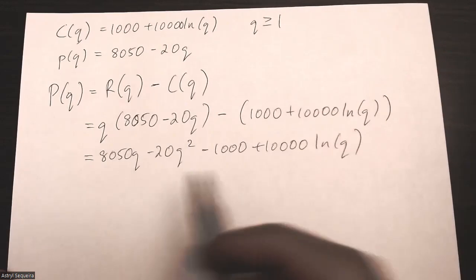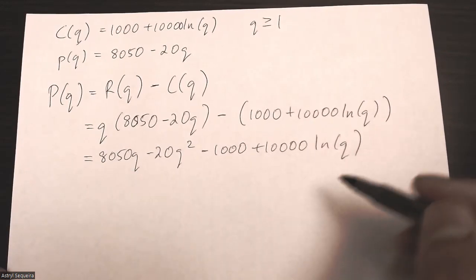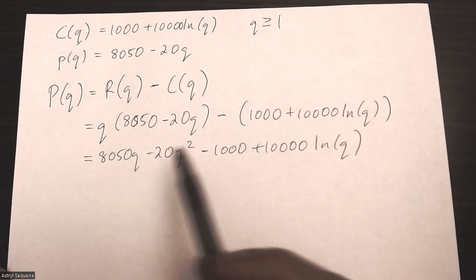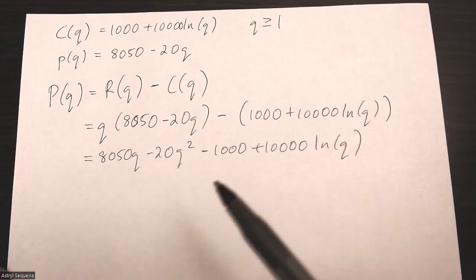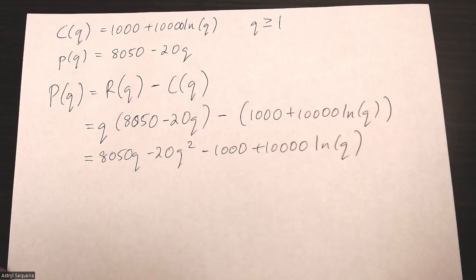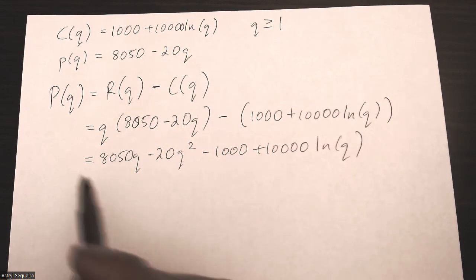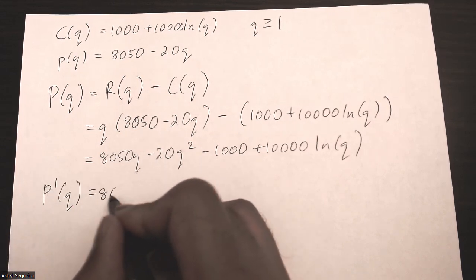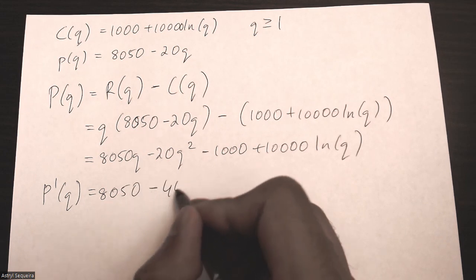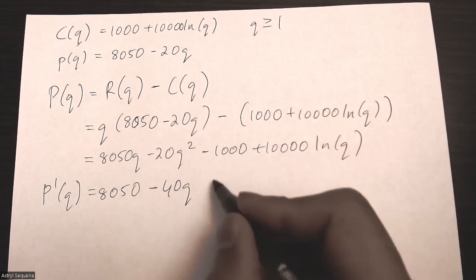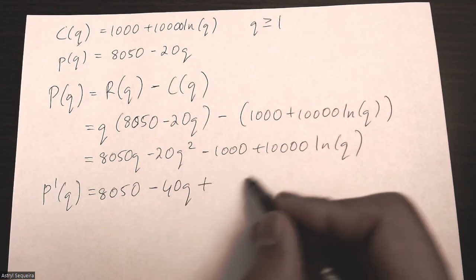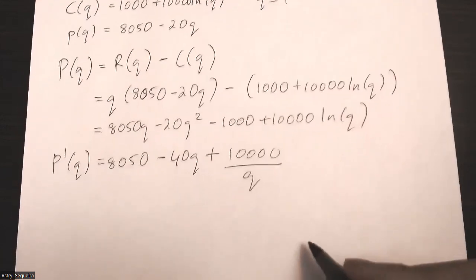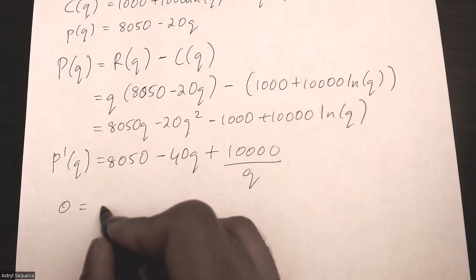So this is my profit function over here. And now I want to find the value of Q that maximizes my profits. That's going to tell me how many units I'm going to sell to maximize profit. So I'm going to derive this equation. The derivative of negative 1000 is zero, and the derivative of this is just 10,000 divided by Q. Then I want to make this equal to zero and solve it.